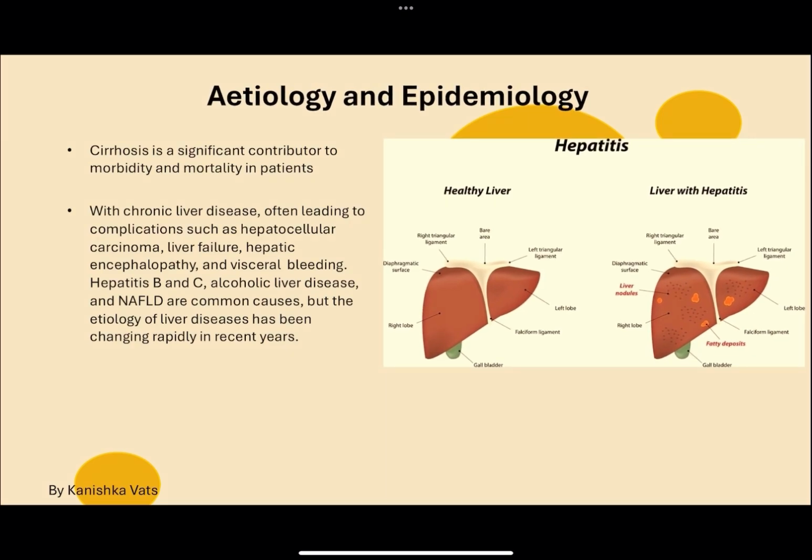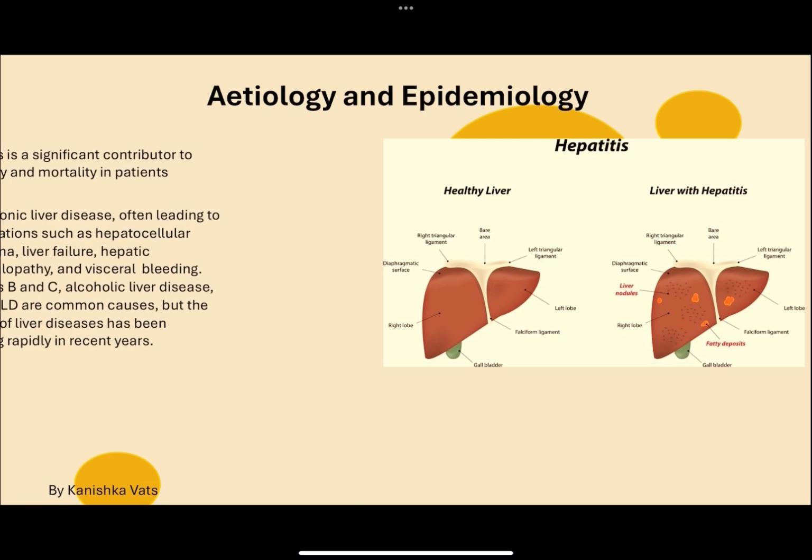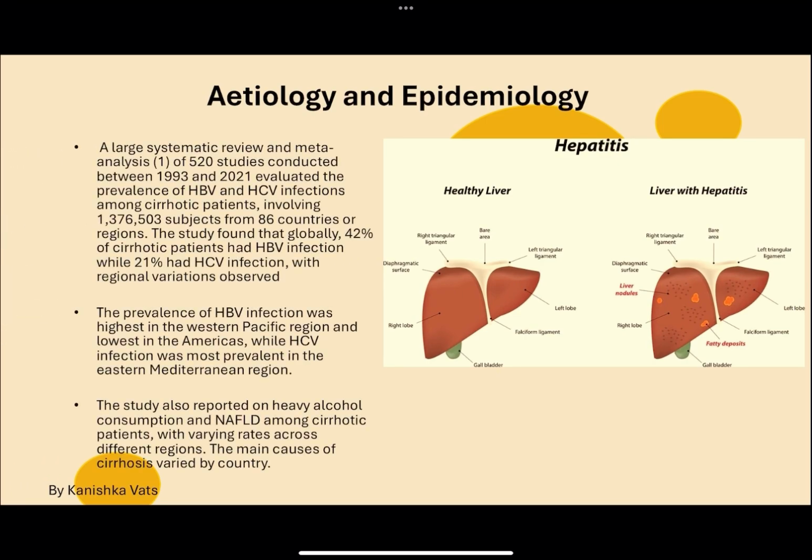Now we're going to talk about the epidemiology of hepatic cirrhosis. Cirrhosis is a significant contributor to morbidity and mortality in patients. With this chronic liver disease, persons suffer from hepatocellular carcinoma, liver failure, hepatic encephalopathy, and visceral bleeding. The factors that cause hepatic cirrhosis are hepatitis B, hepatitis C, alcoholic liver disease, and NAFLD. But the etiology of liver disease has been changing rapidly in recent years.